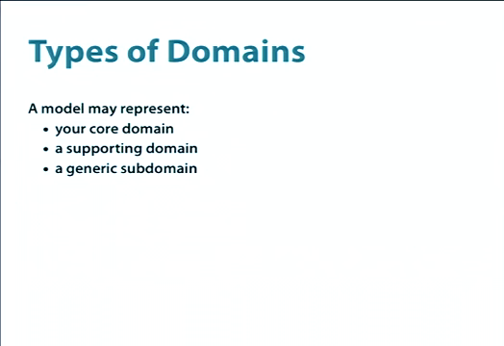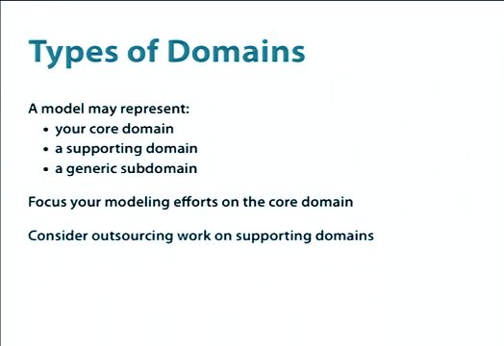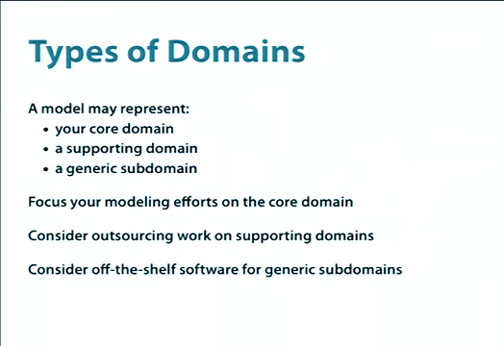Supporting domain, that can still be critical, it can still be really important, but it's not the core. It's not the reason why we're building the software. And a generic subdomain could be something like accounting software, where it's this generic concept that already exists. So like I said a moment ago, you want to focus your modeling efforts on the core domain. Some tactics you can take with supporting domains, you might want to consider outsourcing work on those. And for generic subdomains, you might want to use off-the-shelf software or pre-existing libraries.